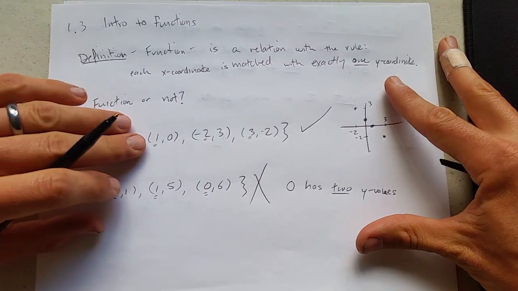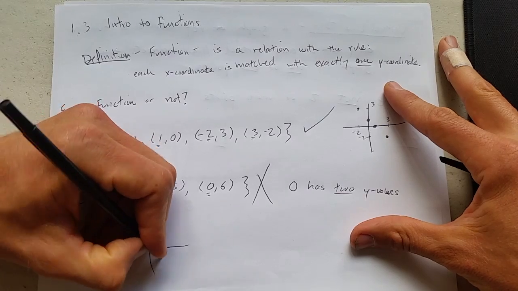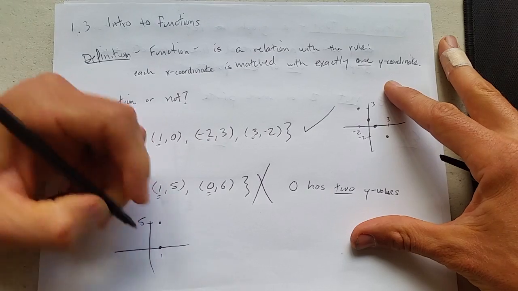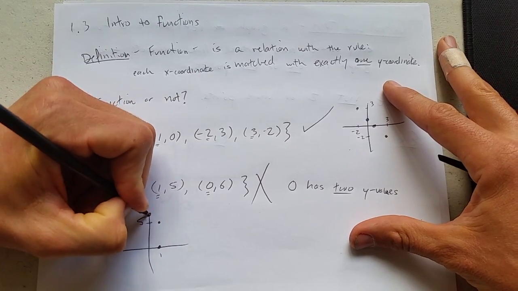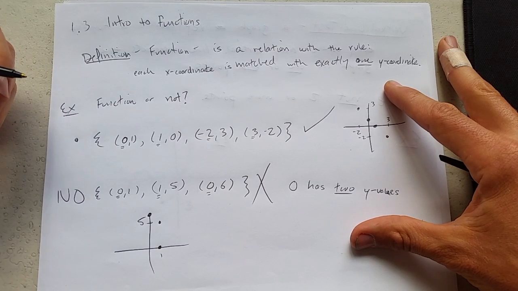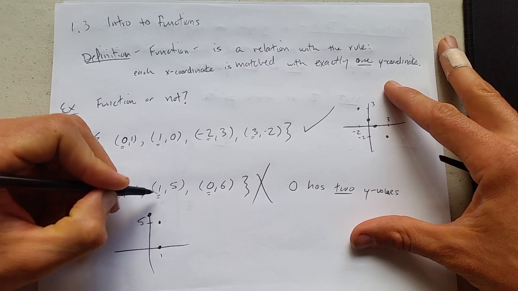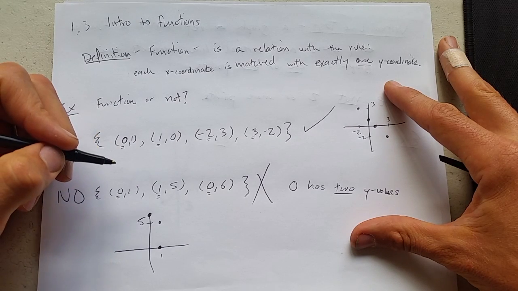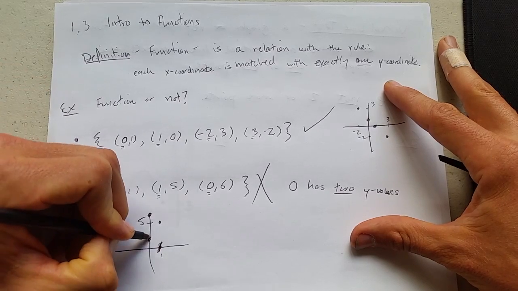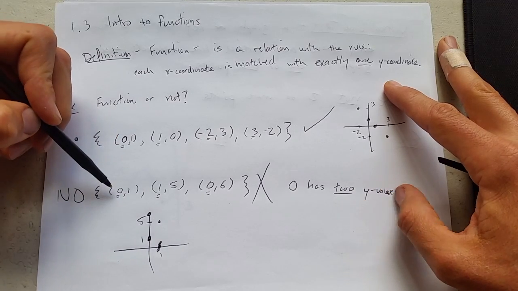Now the second set right here, we're going to plot this out: (0, 1), (1, 5), and (0, 6). Now, why does this fail? Oh, something is wrong. I plotted this point in the wrong spot. There's (0, 1) right there. Now, why does this fail? Well, 0 has two y values.